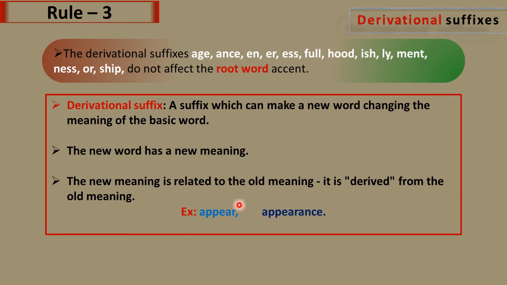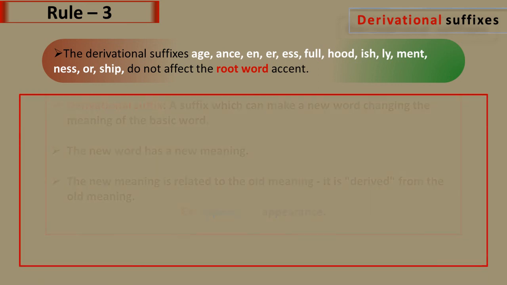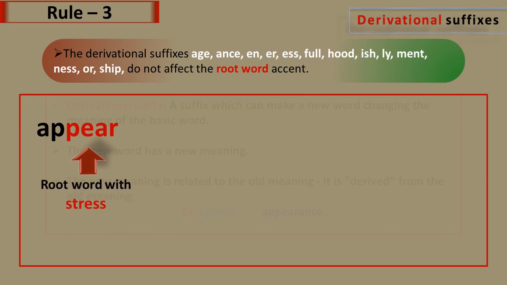Okay, so let us clearly understand the word "appear" so that you can understand derivational suffixes, which are all used to derive a new word. Let us see the same example, that is "appear." Appear is a root word with stress. Where is the stress? To make you understand, the syllable "peer" is highlighted in red color, and this one is stressed in the root word "appear."